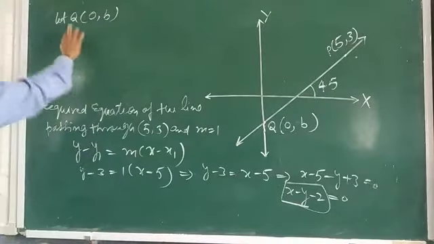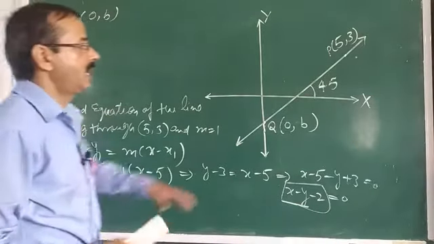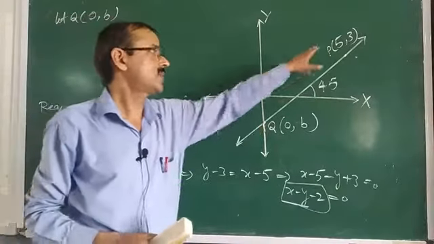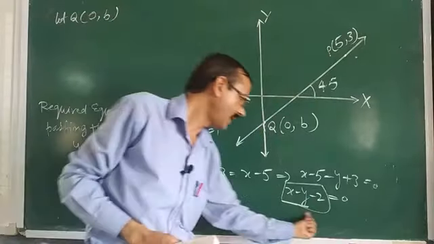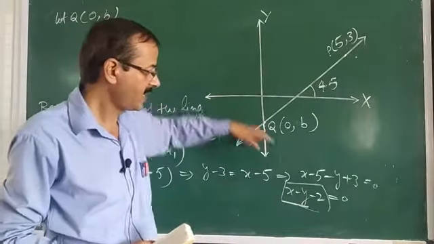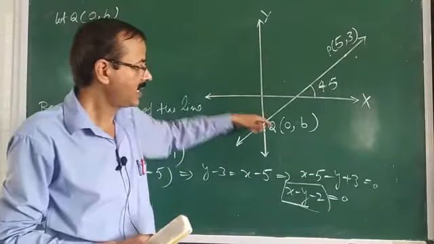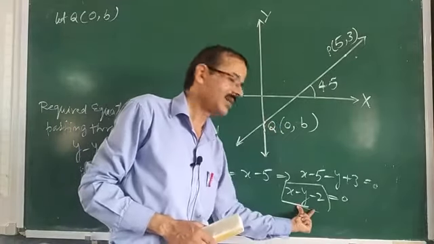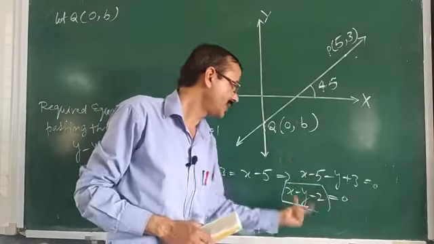So let Q be (0, B). This line x minus y minus 2 is equal to 0 passing through Q. So this point should satisfy this line. It means this point lies on this line. Okay, so it will be satisfied by this line.